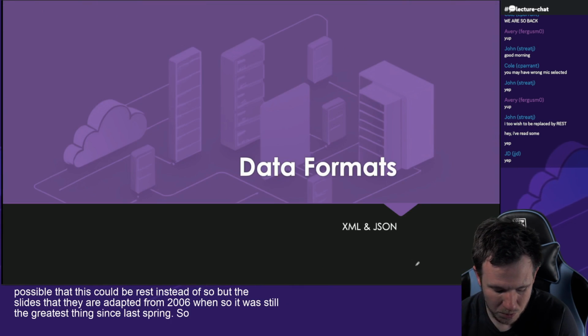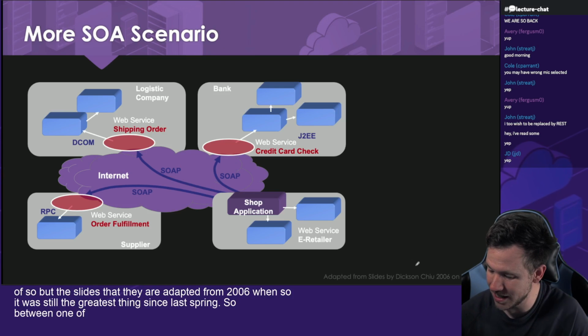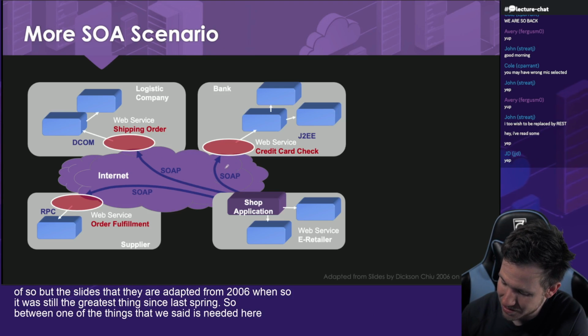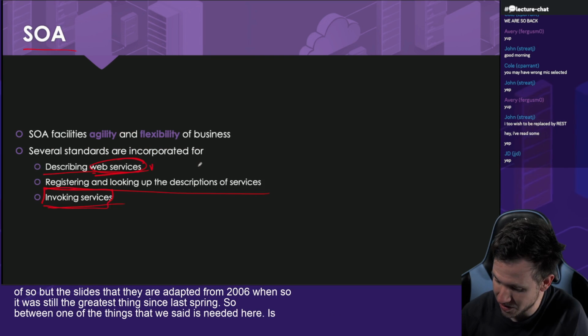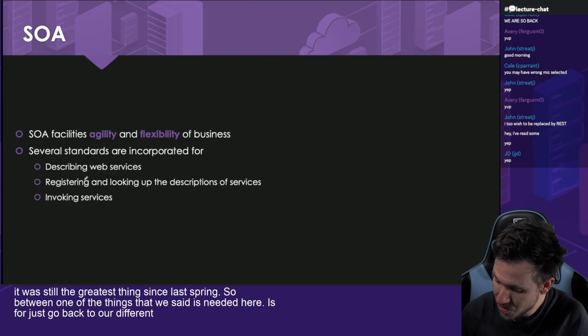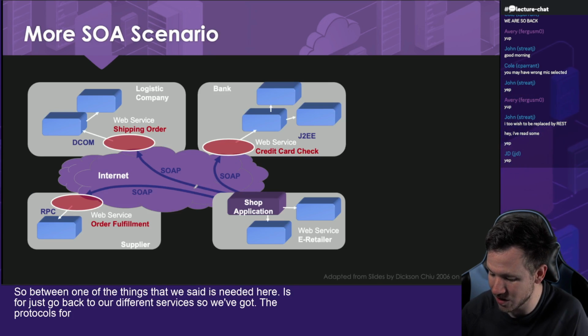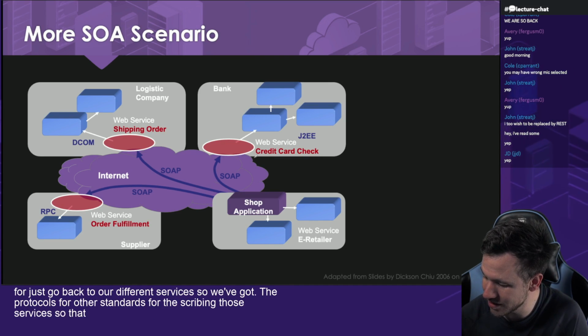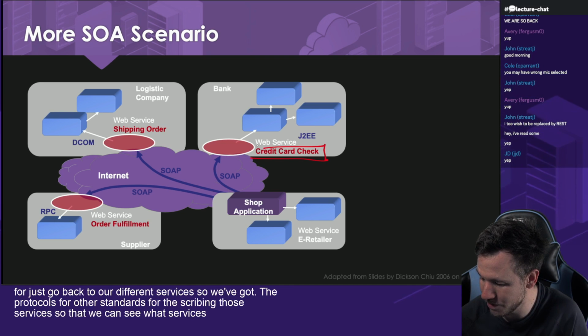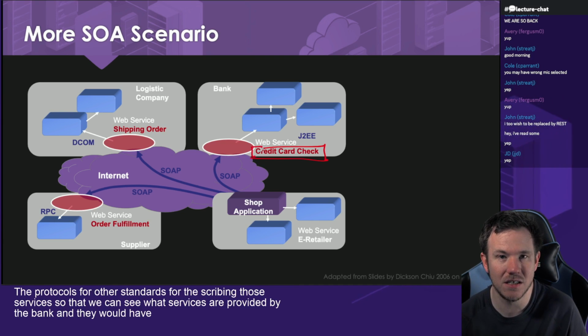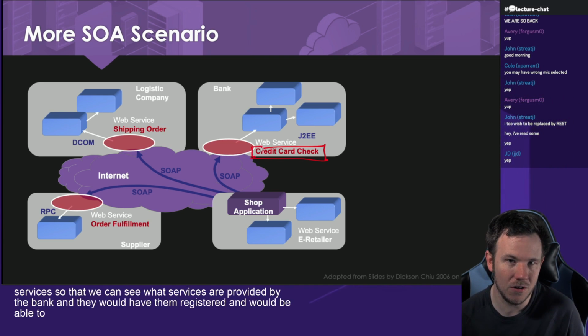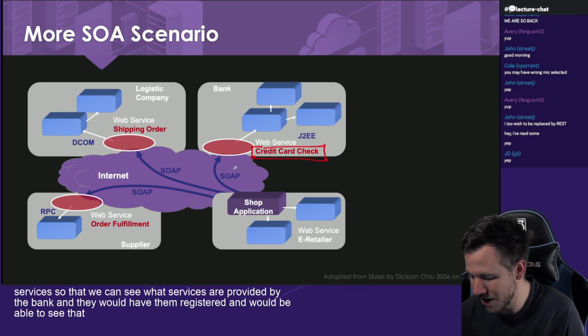So one of the things that we said is needed here, if we just go back to our different services, is the protocols, or the standards, for describing those services, so that we can see what services are provided by the bank, and they would have them registered and be able to see that as a machine and also as a human.